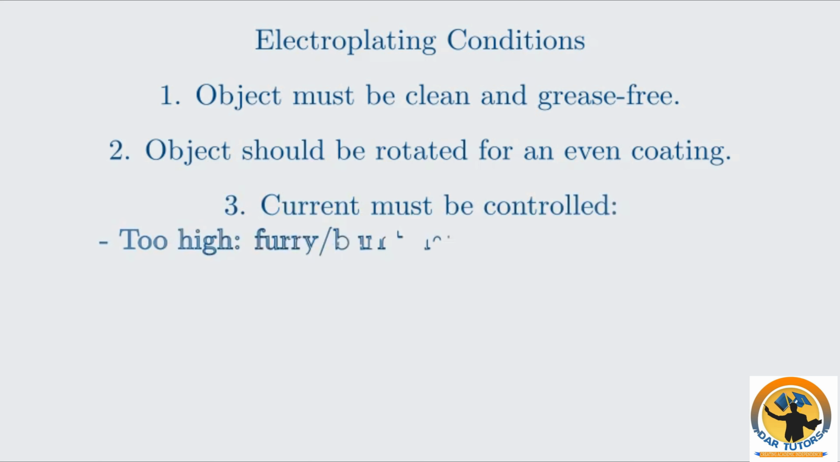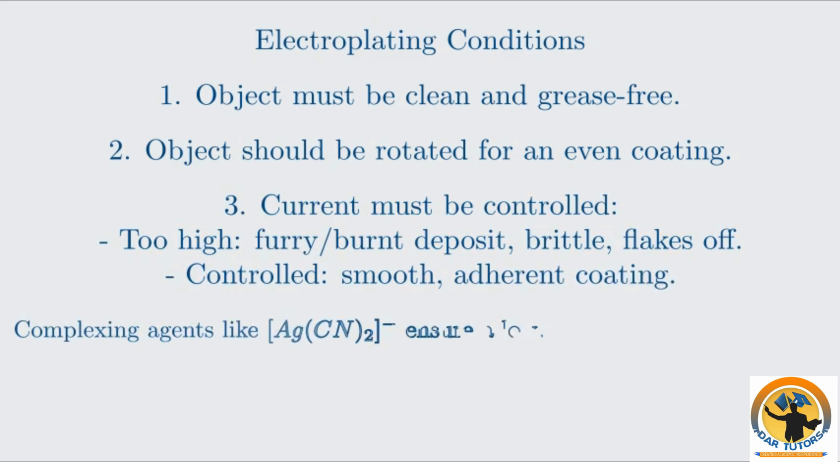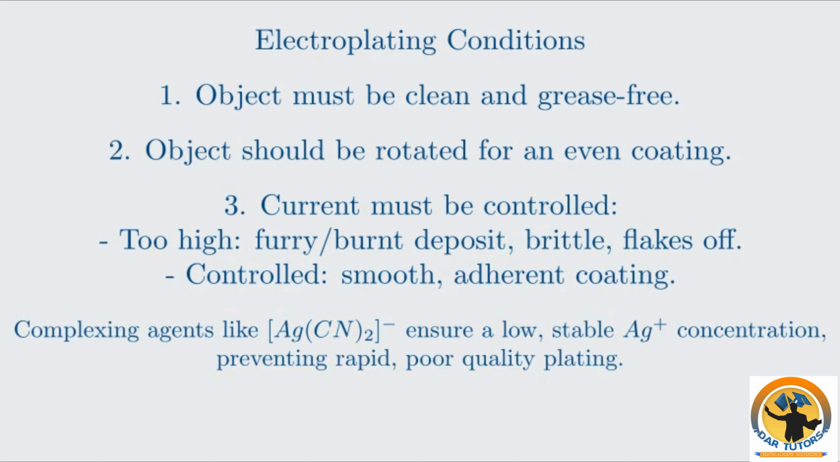A third crucial point is the current. If the current is too high, the plating will occur too rapidly, leading to a furry or burnt deposit that is brittle and will flake off. A controlled lower current ensures a smooth, adherent coating. This is why complexing agents are often used. For example, in silver plating, the complex ion [Ag(CN)2]- is preferred because it produces a very low, stable concentration of Ag+ ions.